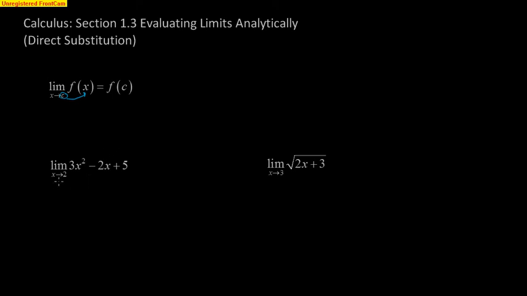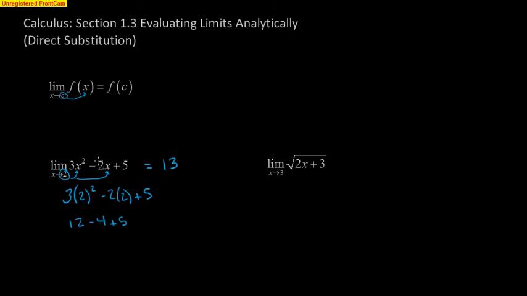We have the limit as x approaches 2 of 3x squared minus 2x plus 5. I am going to take simply this 2 right here and plug it in wherever I see an x, and I'll get my y value. So I'll have 3 times 2 squared minus 2 times 2 plus 5, so we'll have 12 minus 4 plus 5, and we will wind up with a limit of 13. So direct substitution, as you can see, pretty quick.